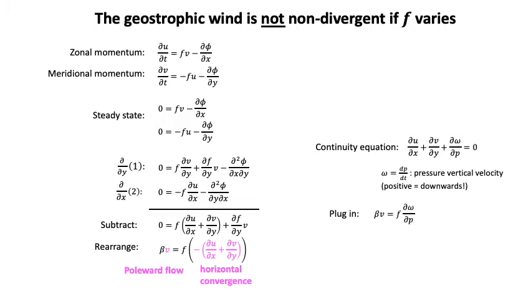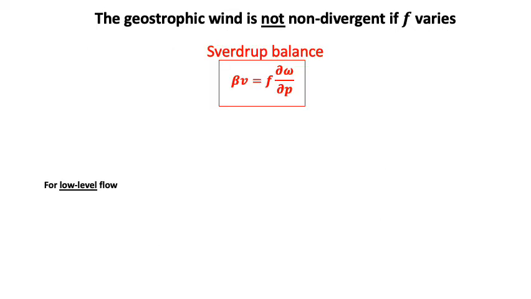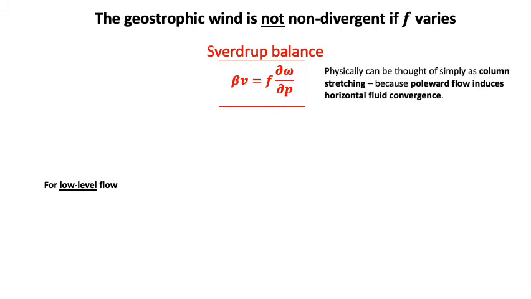So if you plug that in, you can replace the convergence term with d omega dp, and you get beta v equals f d omega dp. So this equation is Sverdrup balance. So now let's think a little bit more. This may still seem like, okay, what does this mean? And why is this important here?